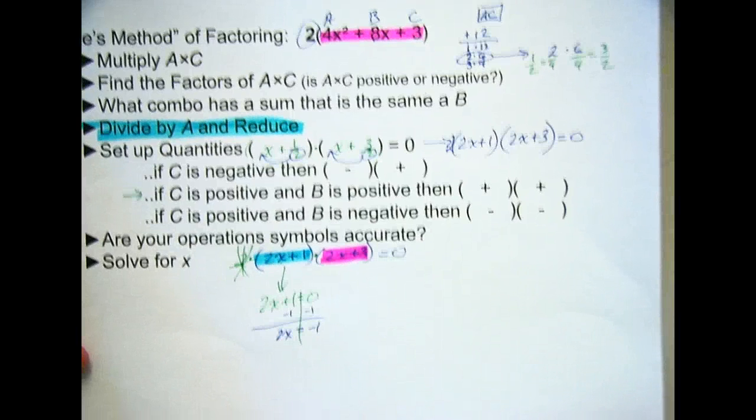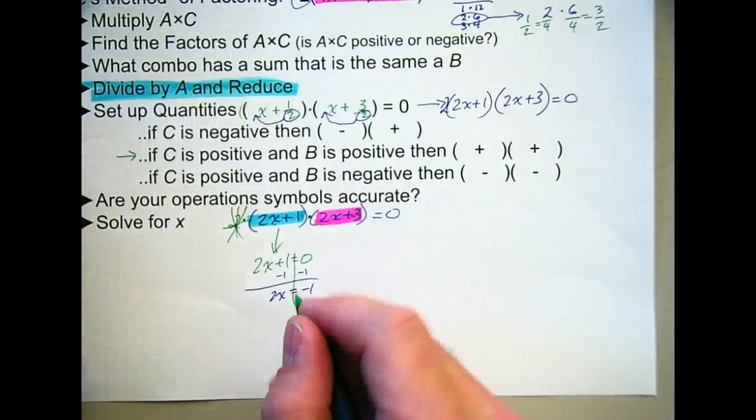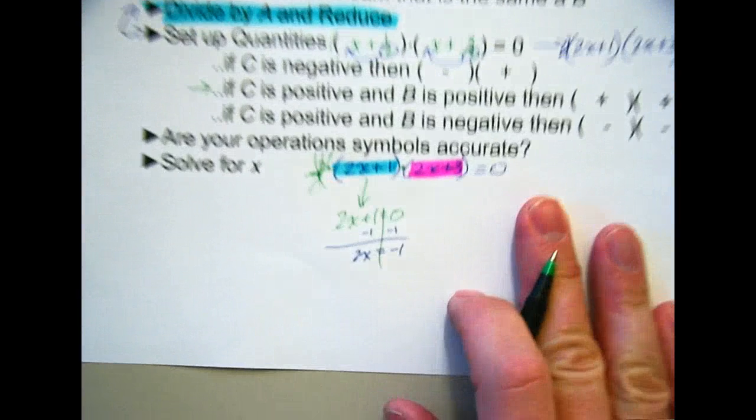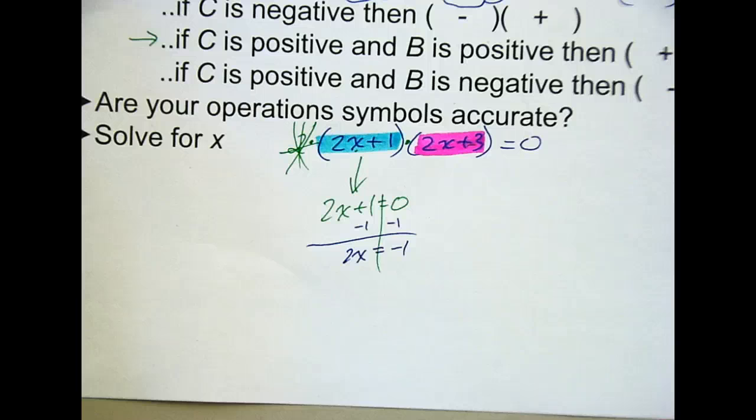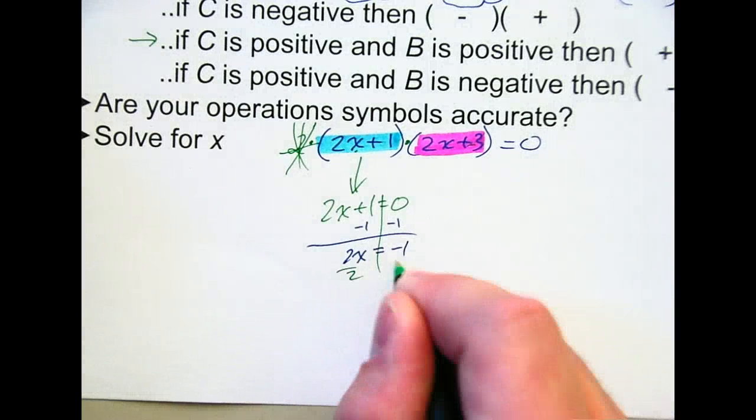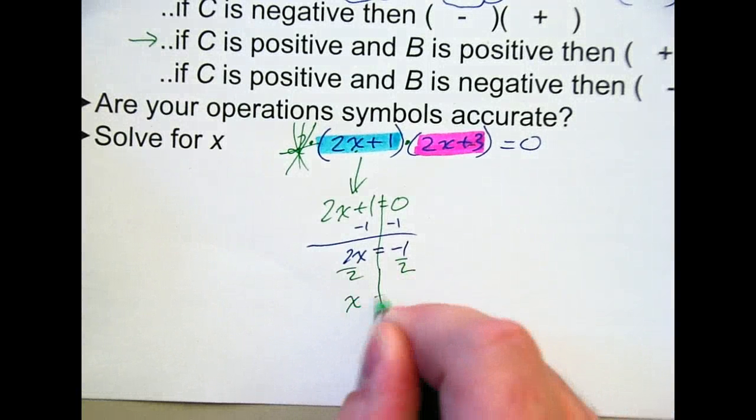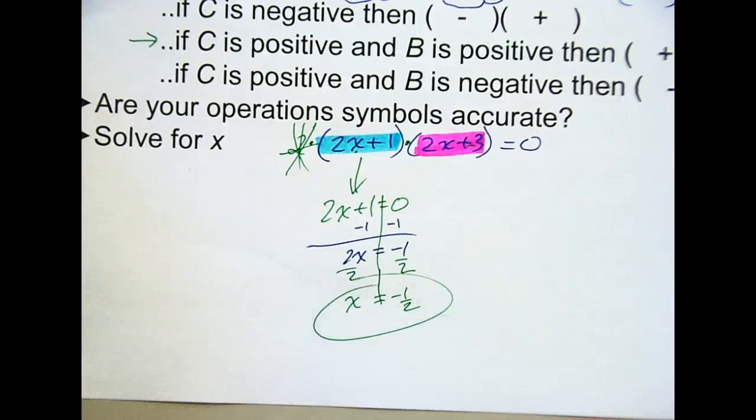And then divide by 2. So let me zoom in here so we can see that. So we subtract 1 and then we divide by 2. So we end up with x equals negative 1/2. That's one solution.